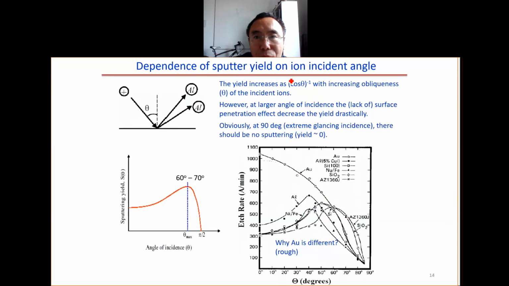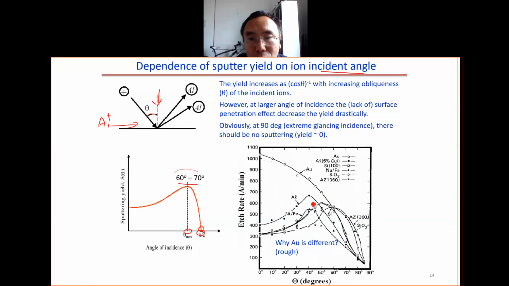The yield also depends on the incident angle. You can see that at some angle it's easier to sputter off the atom than at perpendicular normal incidence. Usually at 60 to 70 degrees, we get the maximum sputter yield. Near 90 degrees, if the argon ion comes in like this, the yield also drops because there will be no interaction. We have too much of a glancing angle.